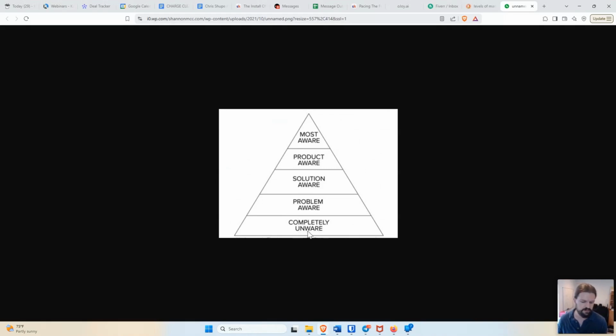Maybe they realize that they're not doing a very good job of follow-up, in which case they're problem aware, but they don't really know how they could do it better. So they're not solution aware. So you got to get them while they're problem aware. Or it could be that they're missing out on all these opportunities because of their lack of follow-up, but they don't realize that, in which case they would be completely unaware.